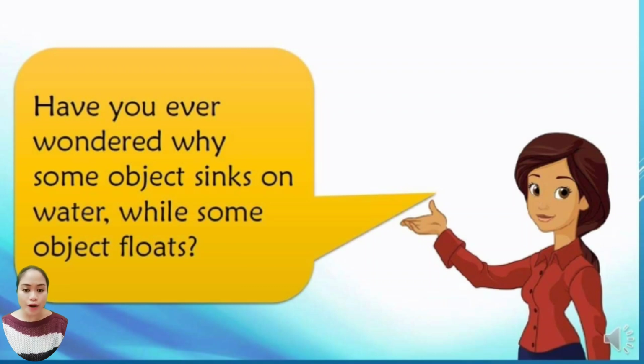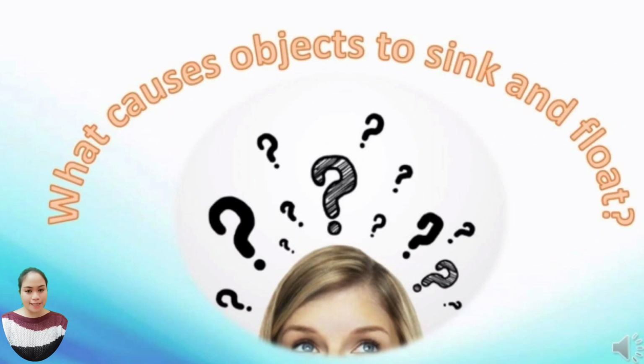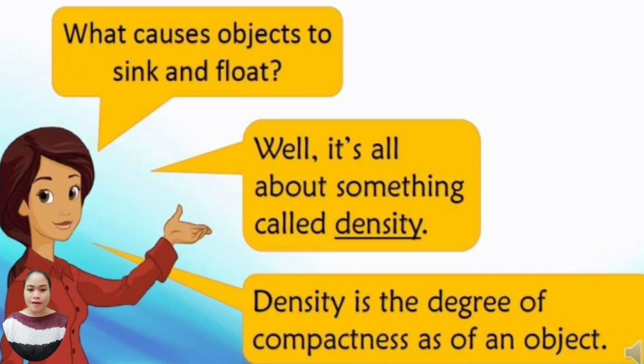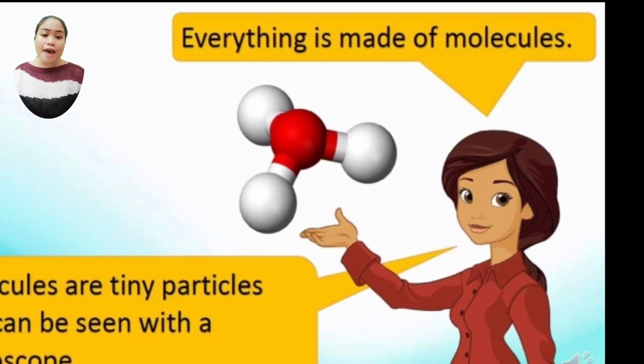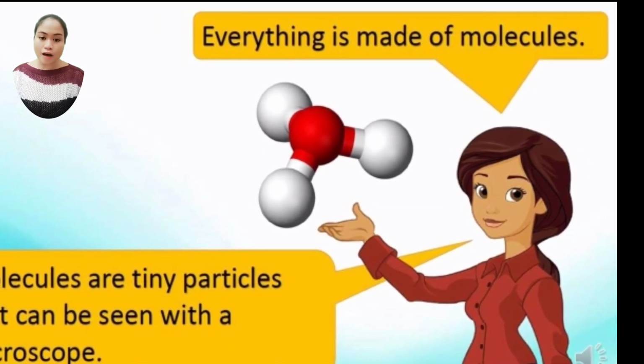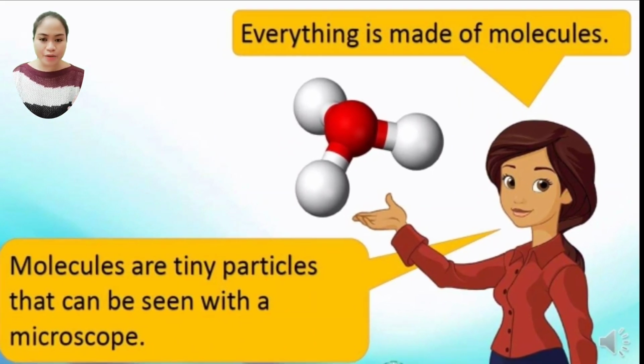Have you ever wondered why some objects sink in water while some objects float? What causes objects to sink and float? Well, it's all about something called density. Density is the amount of compactness of an object. You see, everything is made of molecules. Molecules are tiny particles that can be seen with a microscope.